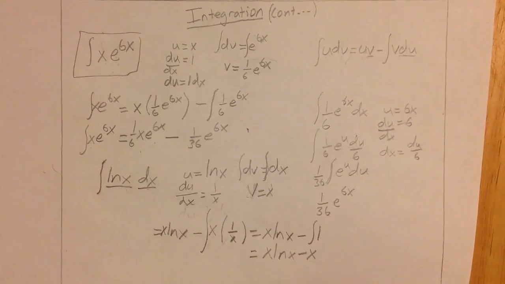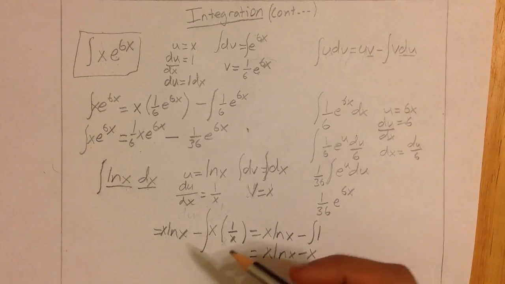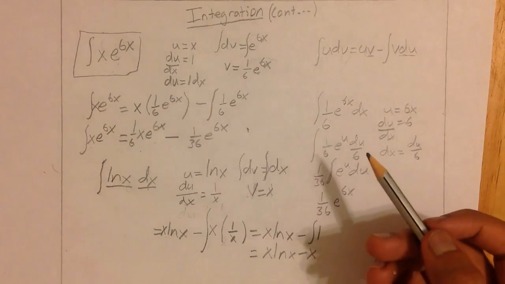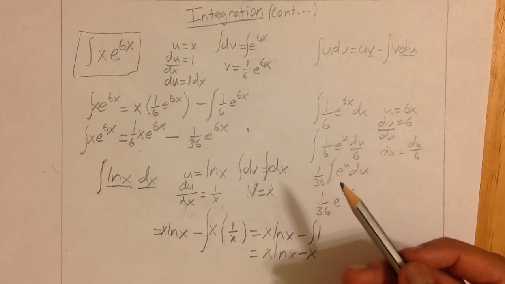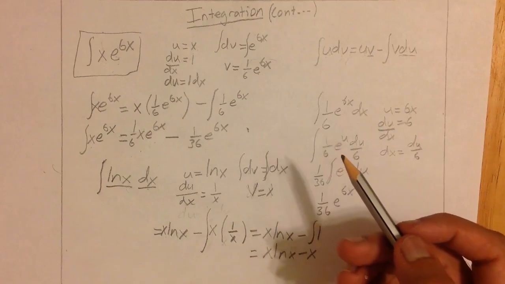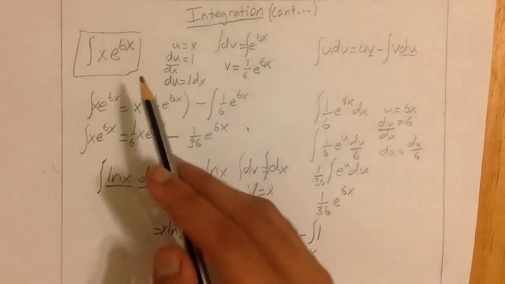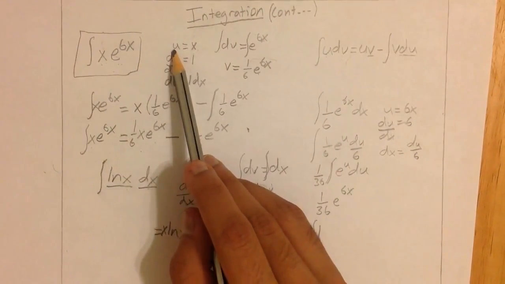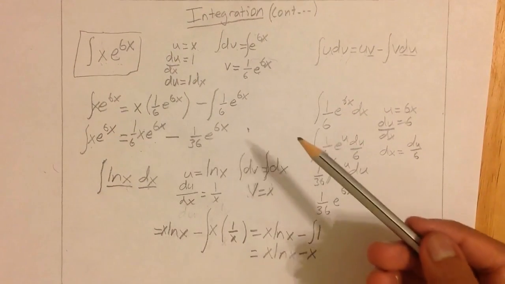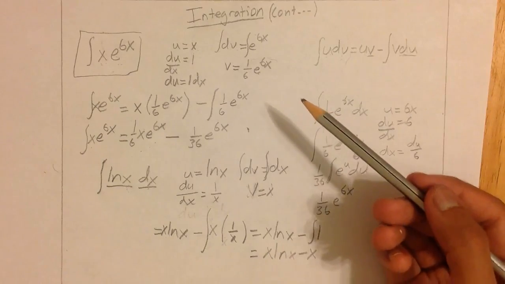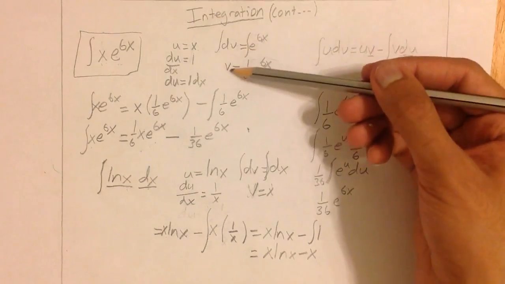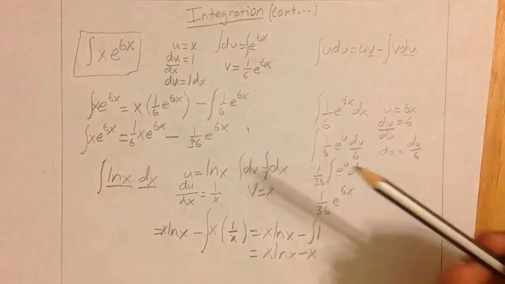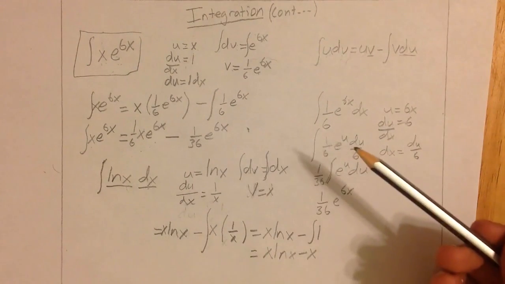Now the next question is, how do we know which part to set as u and which part to set as dv in our original setup here? Well, the answer is, it shouldn't really matter, but some ways are easier than others. For instance, if we had set x equal to dv and e to the 6x equal to u, it shouldn't have made a difference. If we follow through with that, we have to find the integral of x, which isn't too hard, and the derivative of e to the 6x, which isn't too hard either. So you should come up with the same thing.